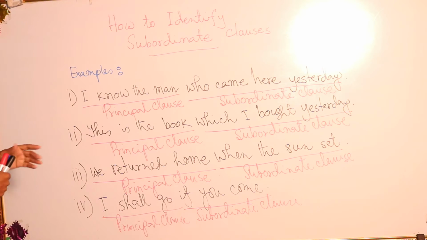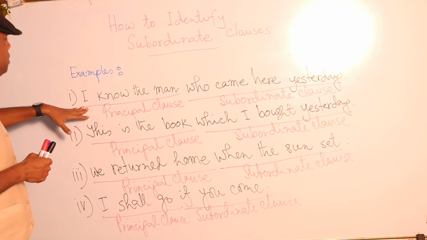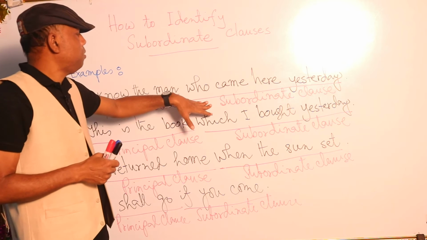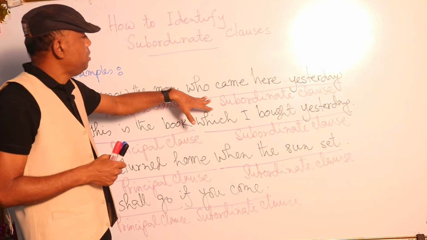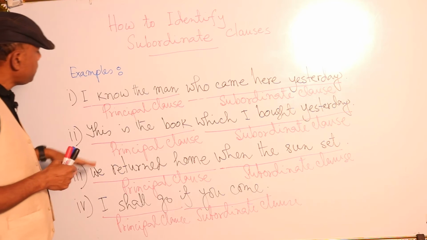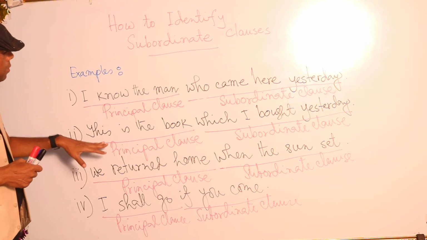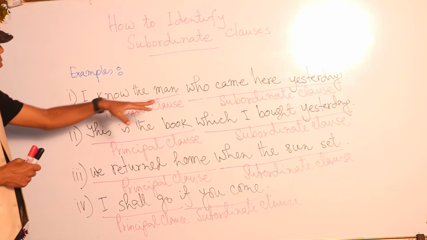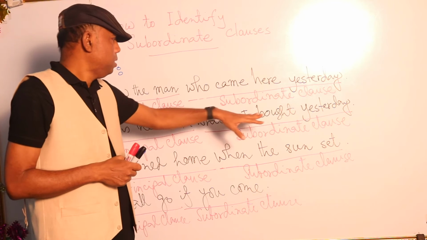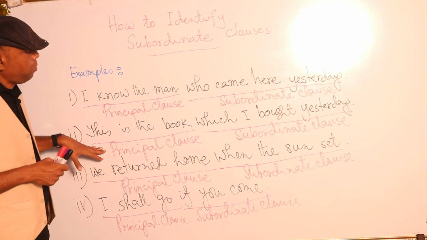So, we know the principal clause does not depend on any other clause to express its meaning. So, I know the man, it is a principal clause. Who came here yesterday, it is a subordinate clause, because this clause depends on this principal clause to express its meaning. Similarly, this is the book, it is a principal clause, because this clause does not depend on any other clause to express its meaning. But which I bought yesterday, this clause depends upon this principal clause to express its meaning.